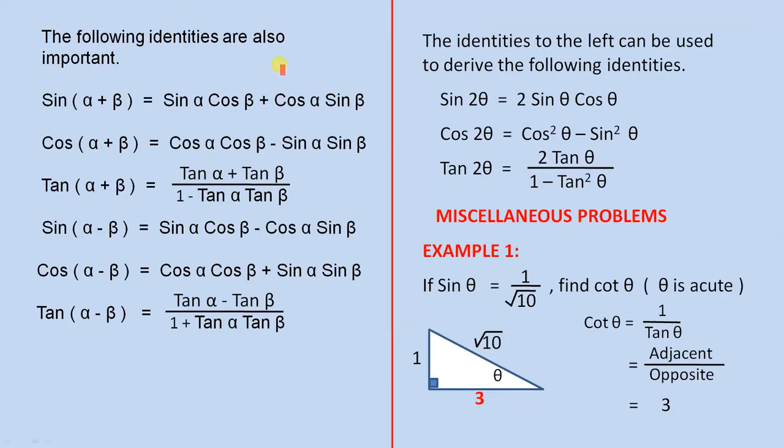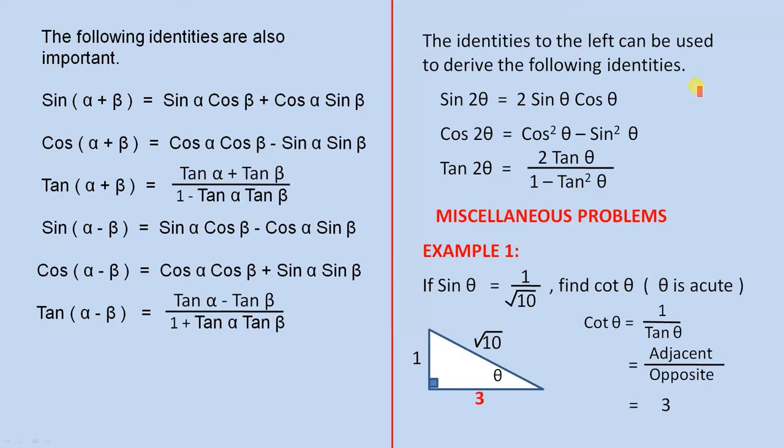The following identities are also important. The sine of alpha plus beta is sine alpha cos beta plus cos alpha sine beta. The cos of alpha plus beta is cos alpha cos beta minus sine alpha sine beta. The tan of alpha plus beta is that. The sine of alpha minus beta is this. The cos of alpha minus beta is this. And the tan of alpha minus beta is this.